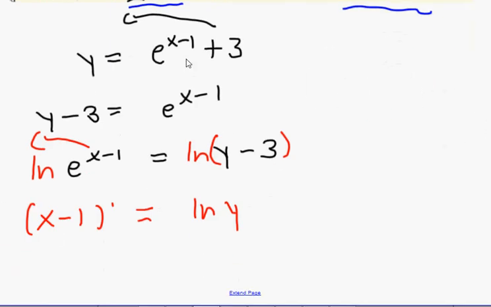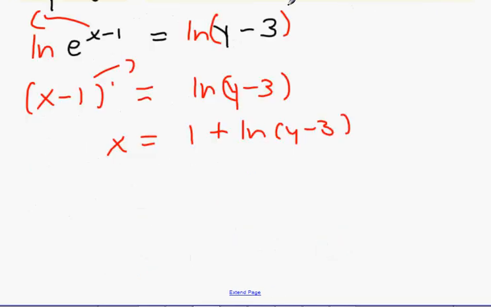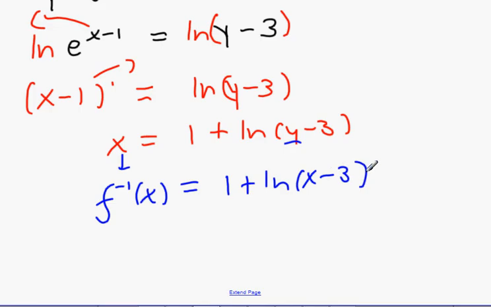Next part, guys. We got to isolate x. So we're going to bring over the 1 to the other side, and we're going to get x equals 1 minus ln y minus 3. Oh, sorry, plus. What's our last step then? Change x into f inverse x and change y into x. And that's it.